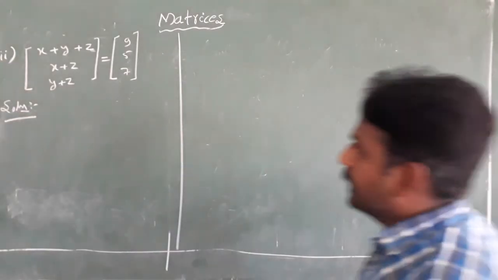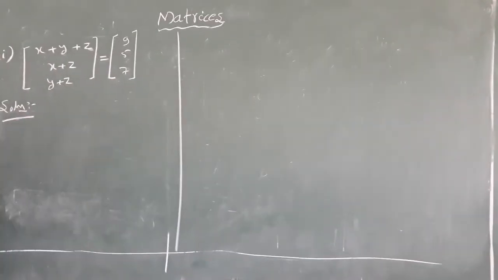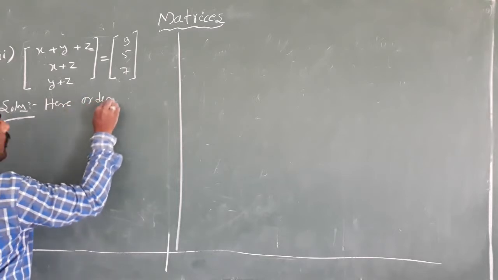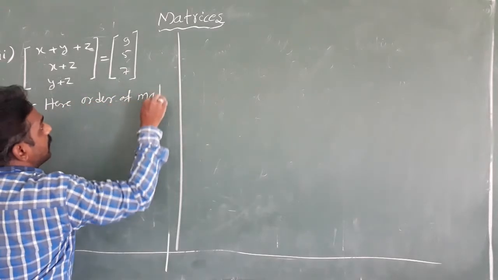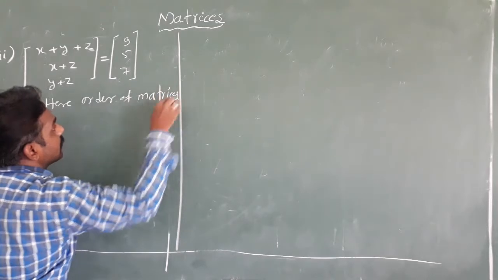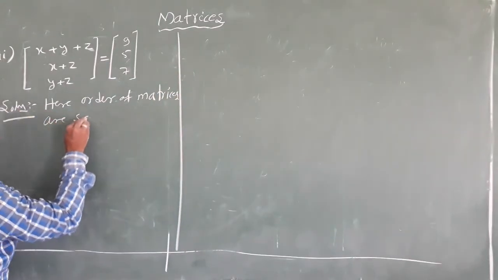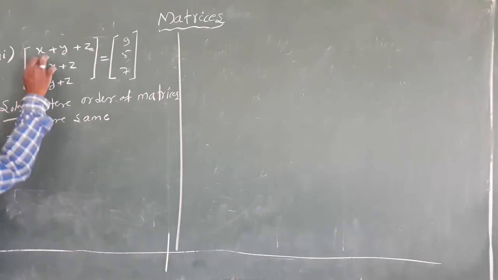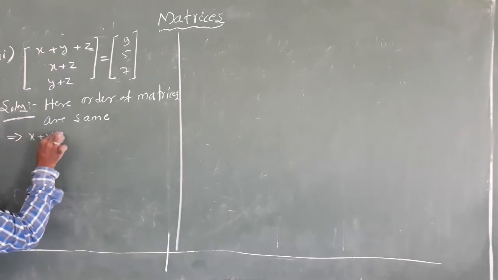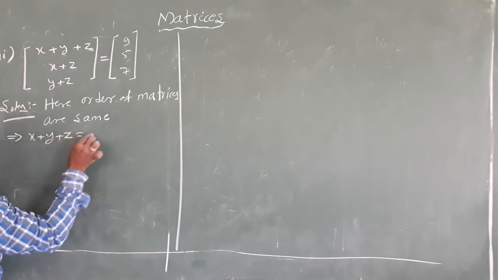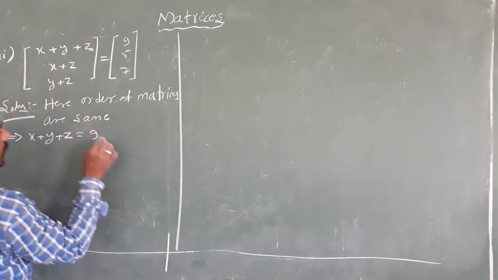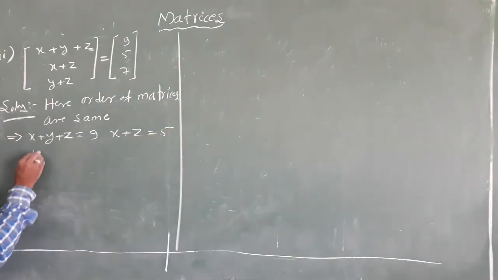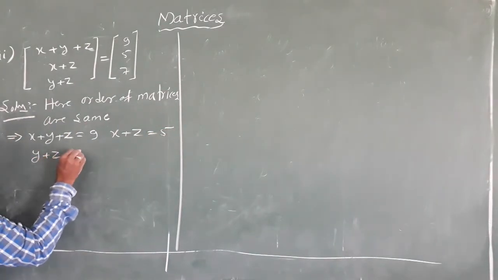Okay. Next problem, students. Here also the order of matrices are same. Okay. Therefore, what does it imply? x plus y plus z equals 9, and x plus z equals 5, and another one, y plus z equals 7.